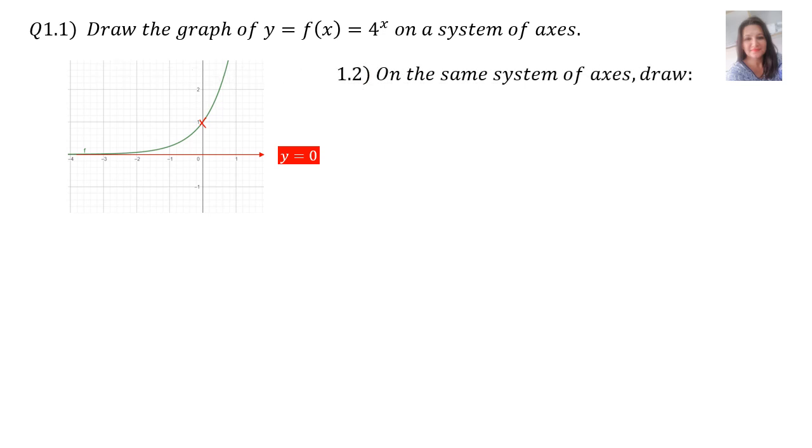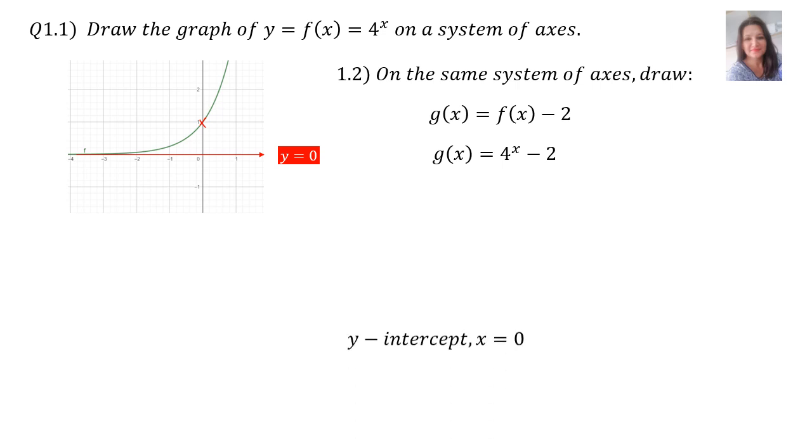Question 2. On the same system of axes, draw g of x equals f of x minus 2. Now, what does that mean? Remember, f of x used to be 4 to the power of x, and then you simply add minus 2.